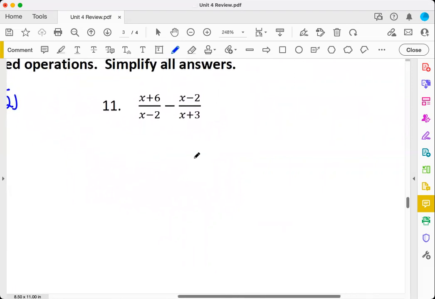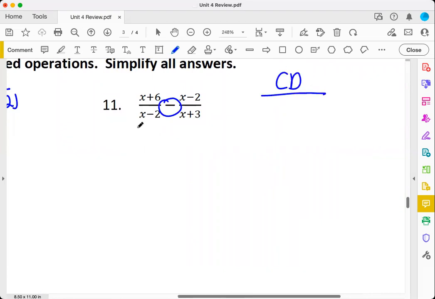Same song and dance here. Just be careful because now you're subtracting whatever you end up with here. So at a quick glance, you have a denominator of x minus 2. And in the other denominator, it's x plus 3. So make sure this gets x plus 3.